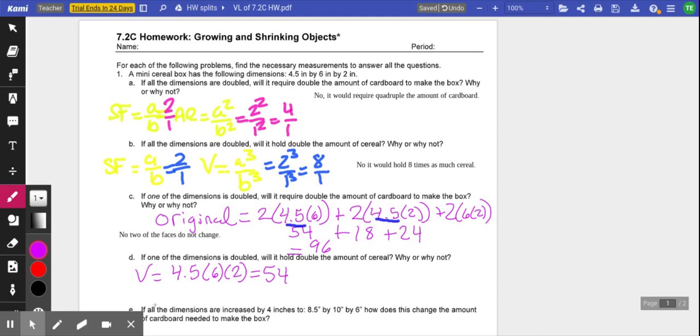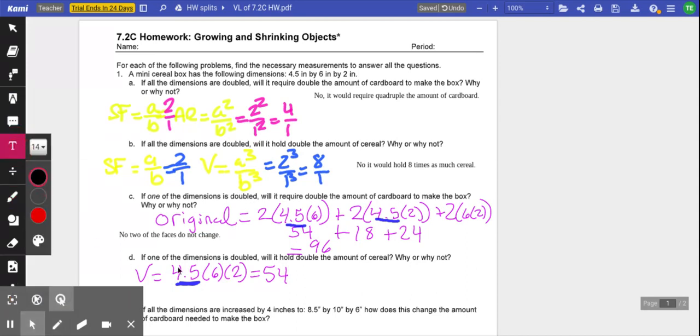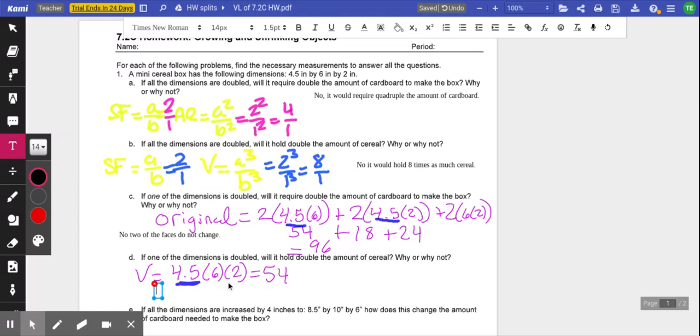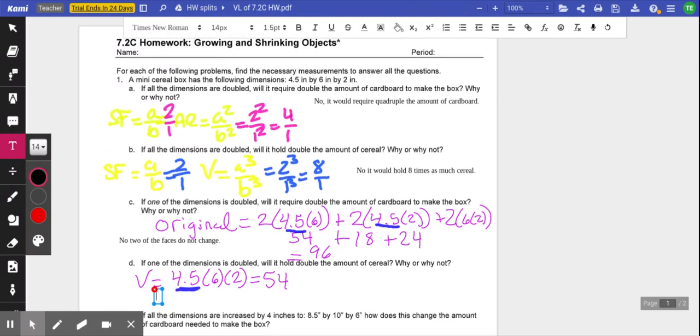Okay, now if I double one of the dimensions here, so if I go over here and maybe I double the 4.5, well then yes, I'm just making a times by 2 over here, and that would effectively times the 54. So yes, it would increase the volume by twice as much. Yes, because multiplying one dimension by 2 also multiplies the volume by 2.